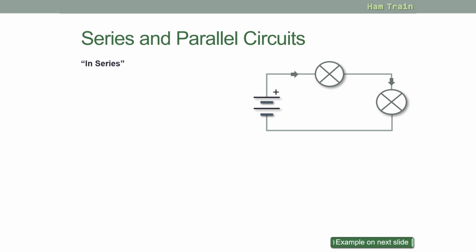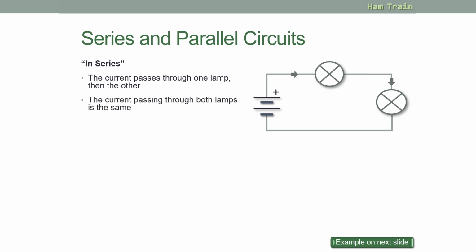Here the current will flow from the battery through the first lamp, into the second lamp, and back into the battery. The current that's passing through both lamps is the same. There's only one path from the positive to the negative, so the current is equal across both. The voltage is split between the two items though. For argument's sake, if this was a 3-volt battery, 1.5 volts would be measured across here, 1.5 across here, giving you the total of 3 through the circuit.